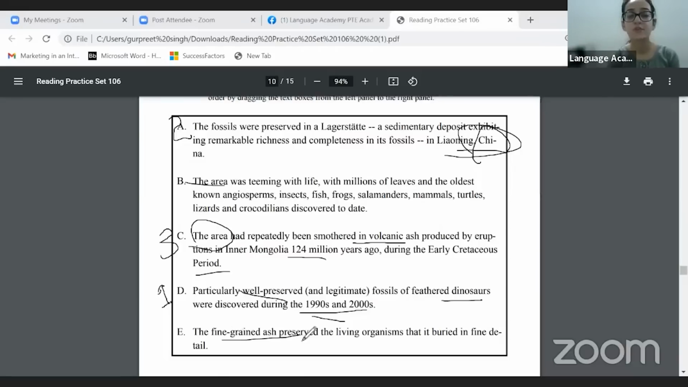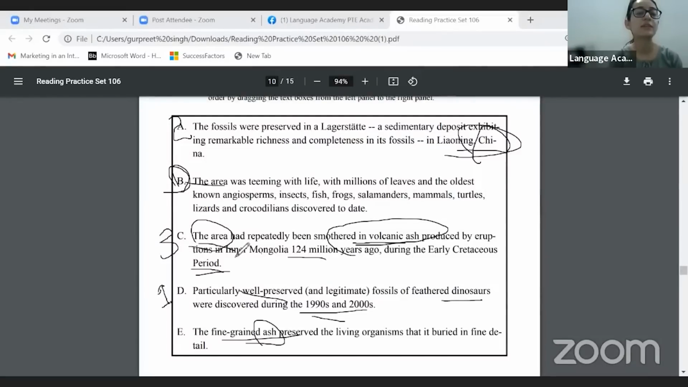The ash preserved something. Some of you have written B and then E. If you put B first, then how can we say the ash? Where is ash in the B sentence? It is possible that when you talk about, let's say, the area, that sentence has one part, ash, which is just one part in that sentence. We are also talking about Mongolia. We are also talking about the time period. So volcanic ash is just one part in this sentence.